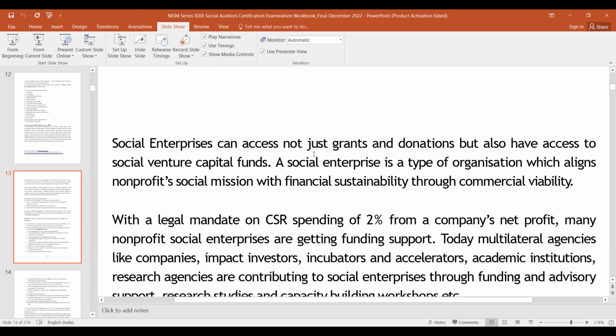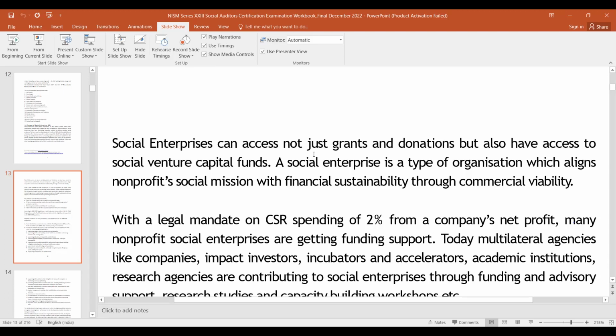Because every organization, even if it is a non-profit organization, non-profit doesn't mean free. Non-profit means, okay, they are not earning any profit. They are not running it with a commercial motive, but it has to be a viable project also.